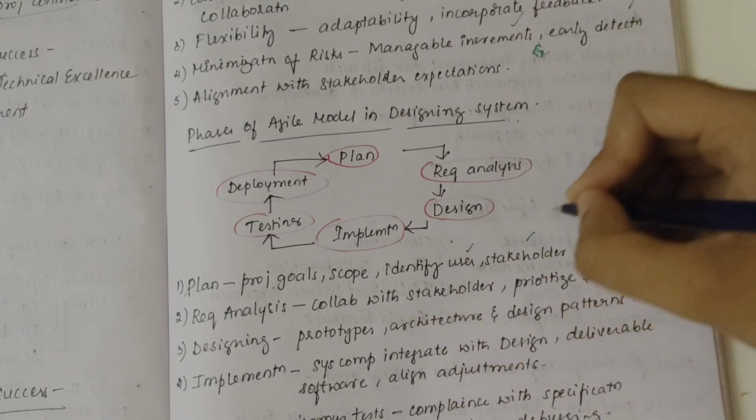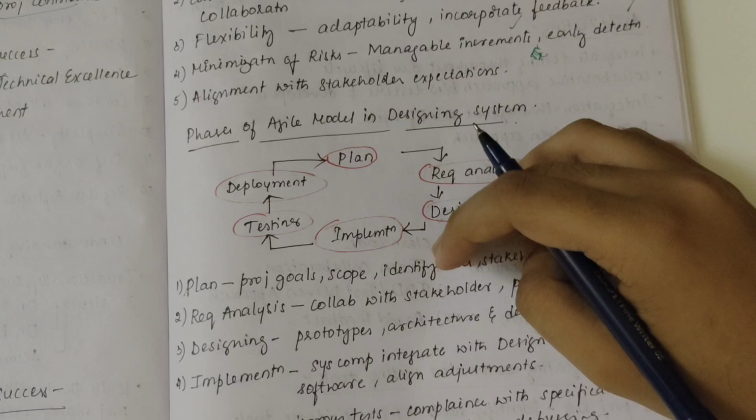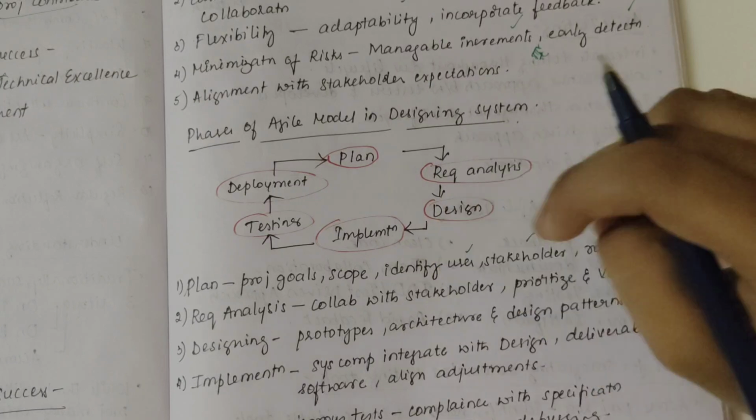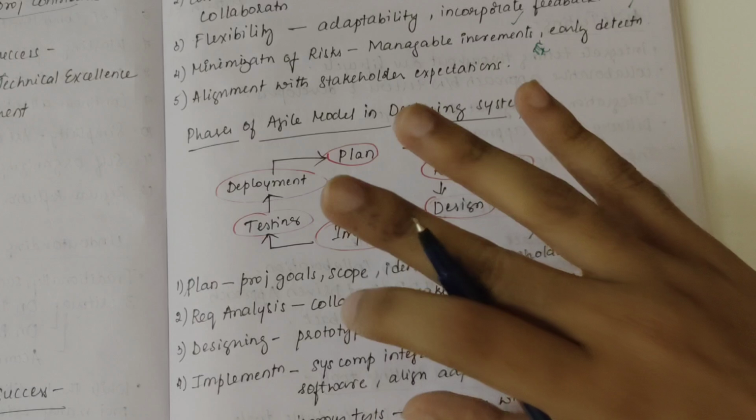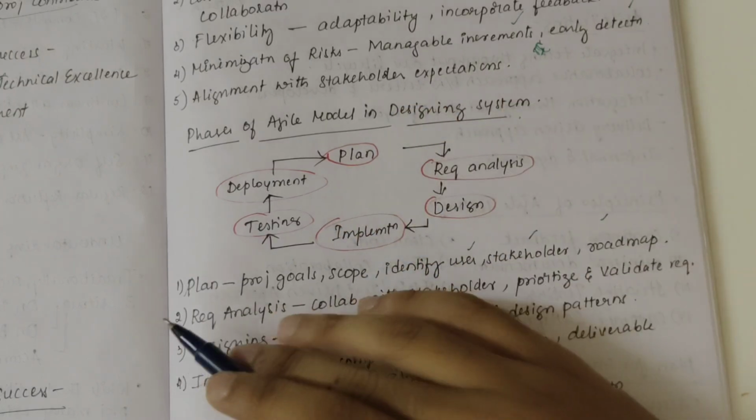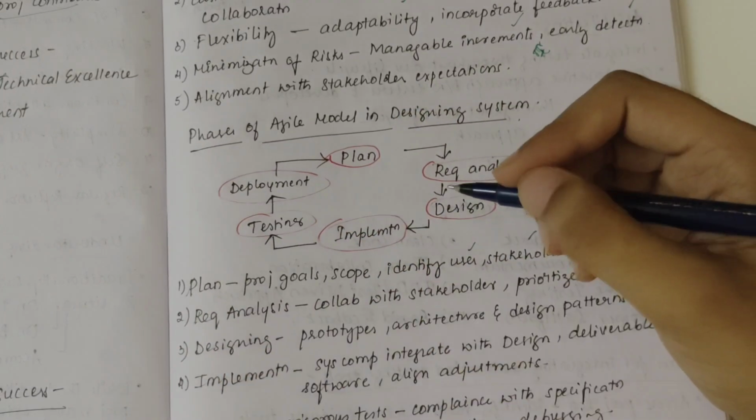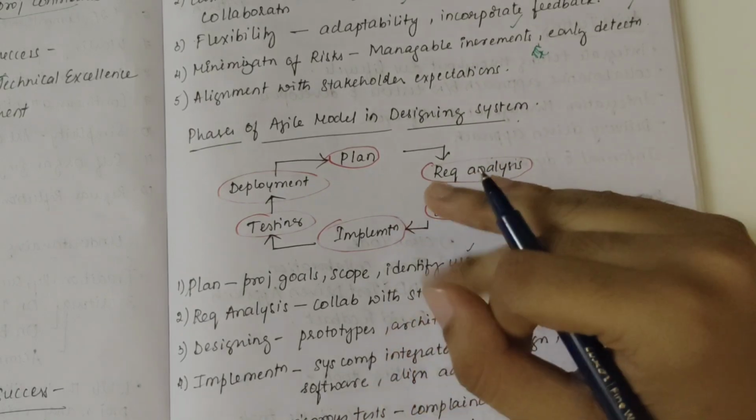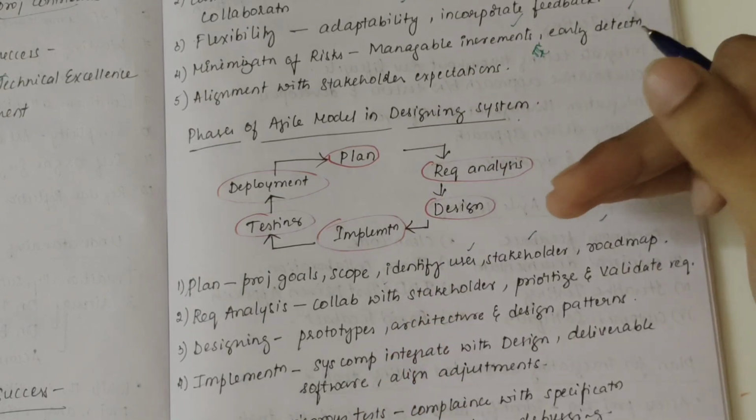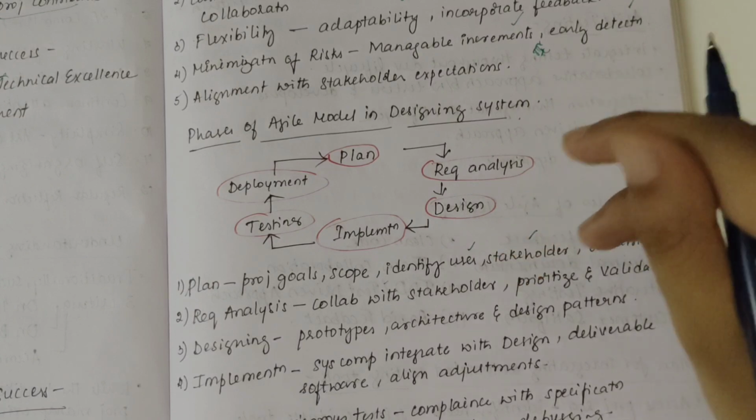Then we have stakeholder and roadmap. After taking the requirements, we can come up with a roadmap which will have a detailed execution of how the project will move further. Then we have the requirement analysis. In requirement analysis, we collaborate with the stakeholder. We do the elicitation, validation, then prioritization, and all these steps. We have studied this in SC.